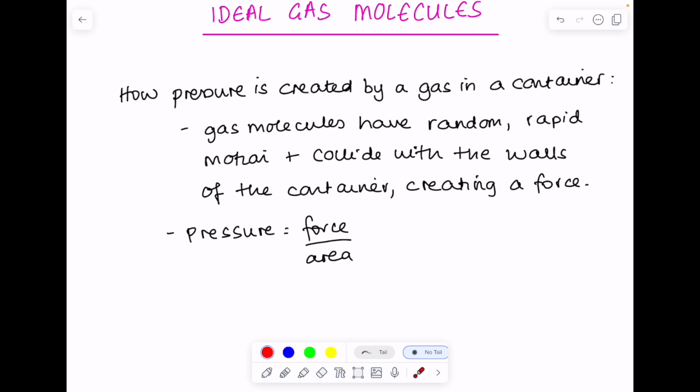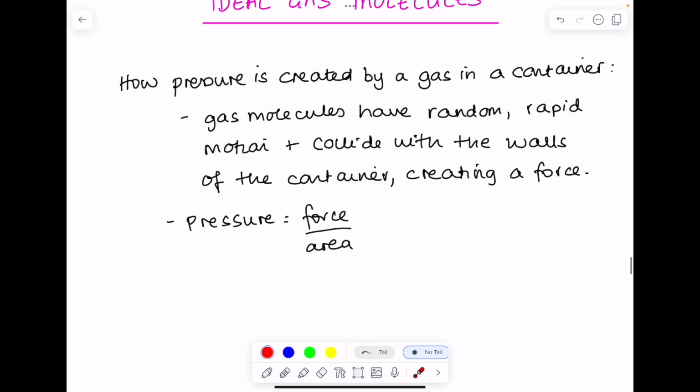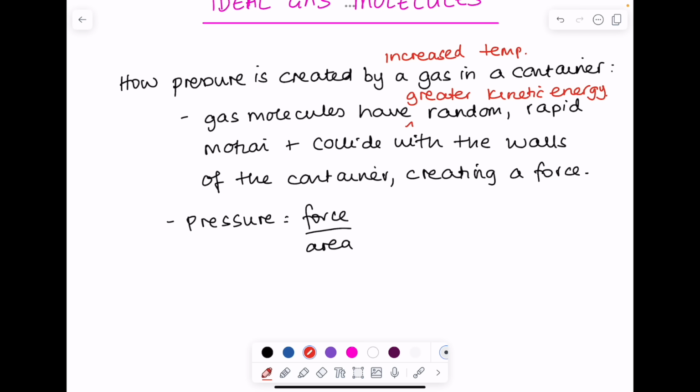What happens if you increase the temperature? You just need to say here the same sort of thing. Just say that the gas molecules have greater kinetic energy. They're still going to be moving with a random rapid motion, but they're going to collide with the walls with a greater force. So don't feel like you have to learn these notes twice. Just learn the original answer and then add a few extra words.